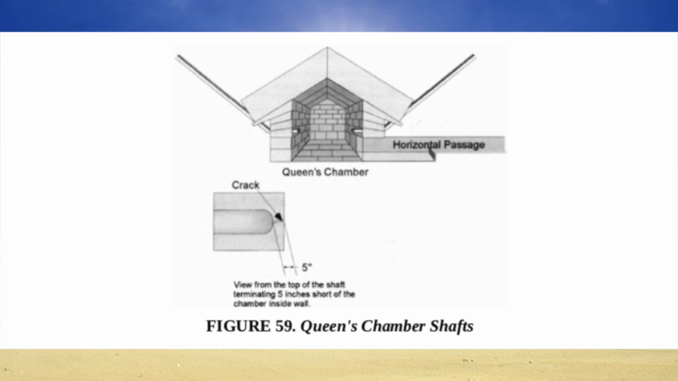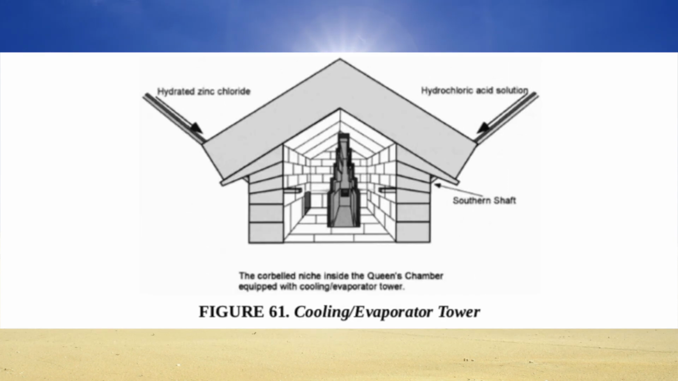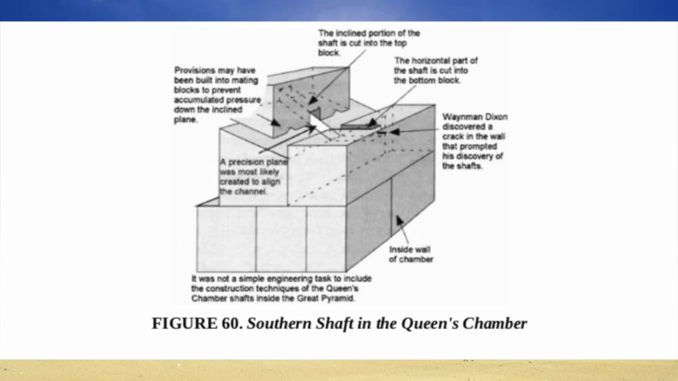Dunn puts forward his evidence for the Queen's Chamber being used for chemical reactions. He mentions Piazzi Smith's account of having noticed flaked white mortar, seemingly calcium sulfide, exuding from the stone joints, as well as the account of the Queen's Chamber having a constant foul odour within it in times of antiquity.